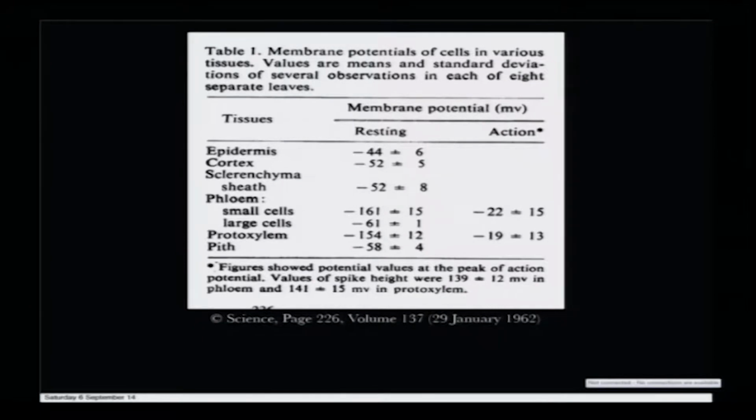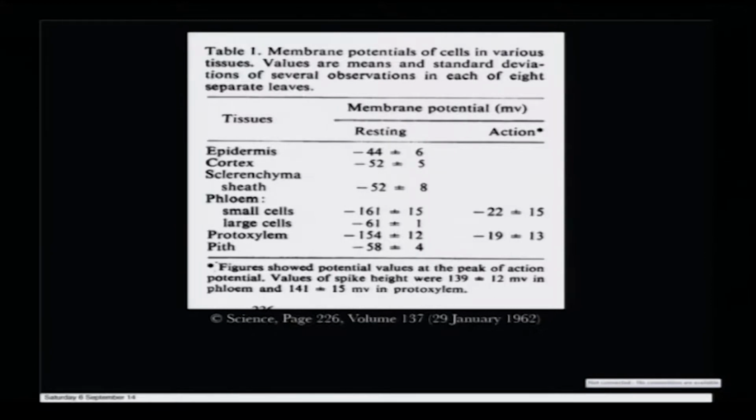Different tissues of the plant have different resting membrane potential. Epidermis is sitting at minus 44, which is very close to the pacemaker cells. Cortex minus 52, again close to the pacemaker cells of the heart. The sclerenchyma sheath minus 52. Phloem vessels are sitting at minus 161 and minus 61. See the variation in the plant. Protoxylem is sitting at minus 154, pith at minus 58.